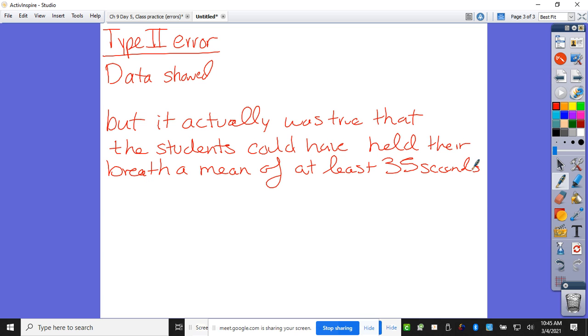So what would be here? It actually is true that the students could have held their breath, but the data showed that the students wouldn't be able to. Would it last long enough? Maybe.